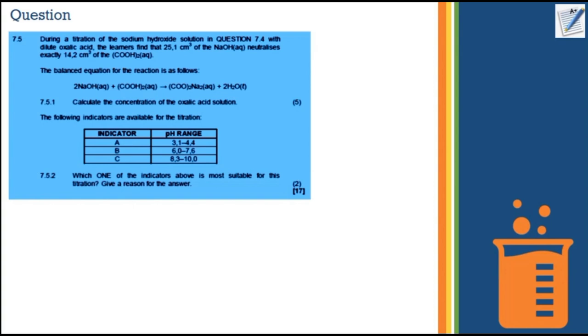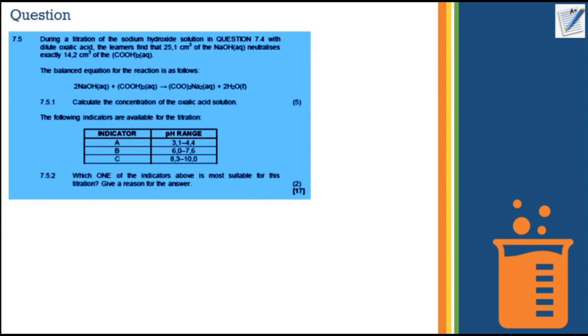Once again, a strong base and a weak acid, okay? The learners find that 25.1 cubic centimeters of sodium hydroxide neutralizes exactly 14.2 cubic centimeters of oxalic acid. And there's a formula there, (COOH)2. The balanced equation for the reaction is as follows.